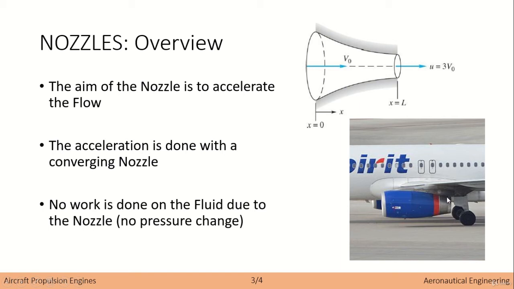The idea is that you cannot do it too much because of the energy properties and kinetic properties of the gas, but you can actually provide a bit more velocity with a converging nozzle. As with the turbine, there's no difference of pressure in the fluid due to the nozzle. So it is simply a way to accelerate the flow with no difference of pressure.